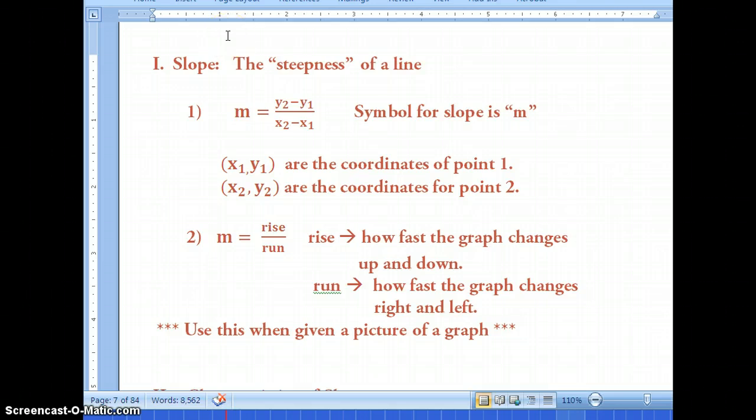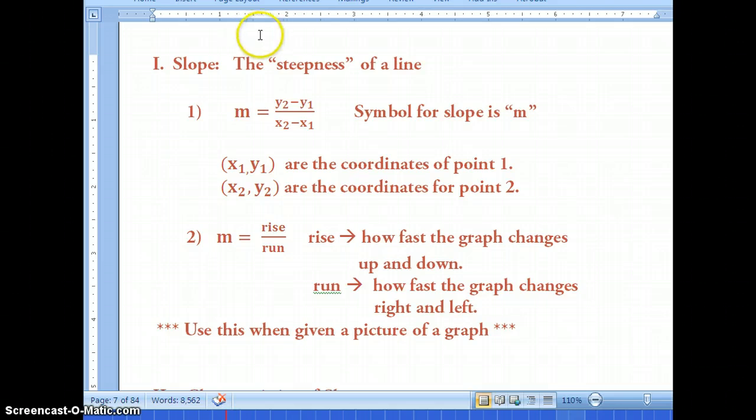Okay, first of all, a lot of this is a review of Algebra 1. When we talk about slope, we talk about the steepness of a line. There are several formulas here. The one formula for slope, y2 minus y1 over x2 minus x1. Of course, the symbol for slope is the letter M. x1 and y1 are coordinates of one of the points on your line, and x2 and y2 represent the coordinates for the other point on the line.